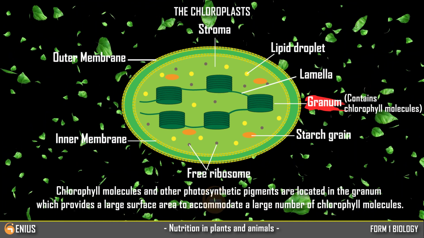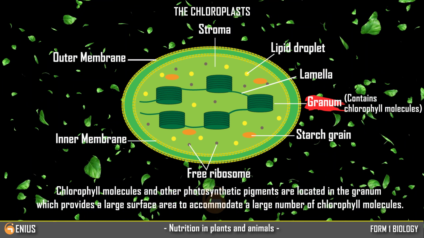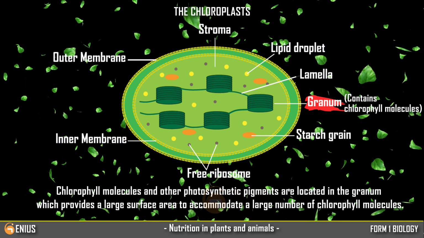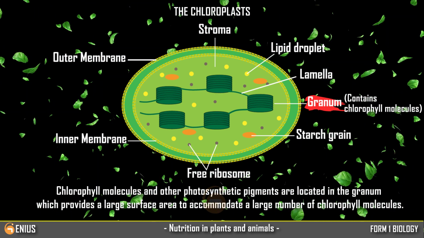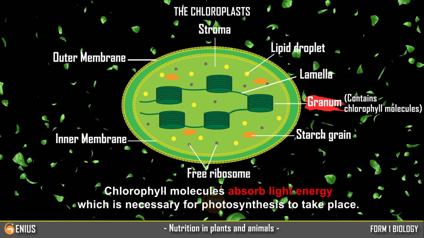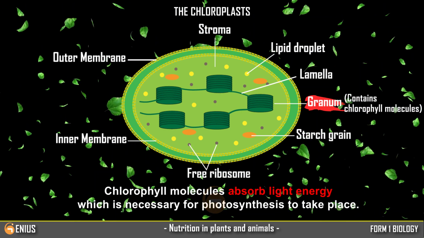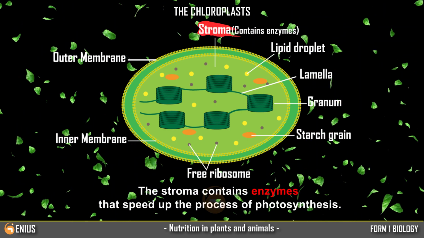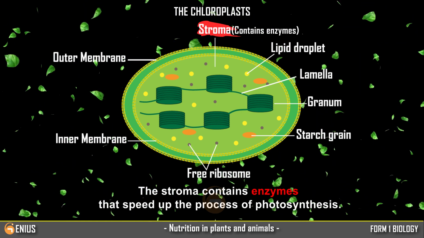Chlorophyll molecules and other photosynthetic pigments are located in the granum, which provides a large surface area to accommodate a large number of chlorophyll molecules. Chlorophyll molecules absorb light energy which is necessary for photosynthesis to take place. The stroma contains enzymes that speed up the process of photosynthesis.